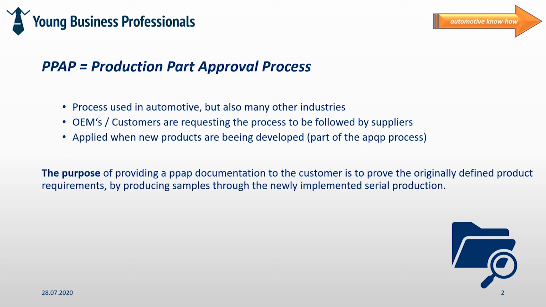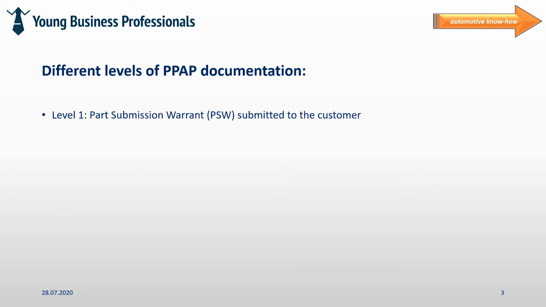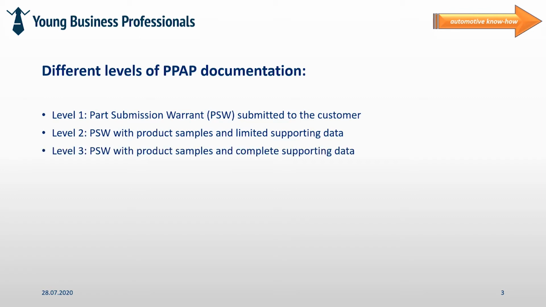The purpose of providing PPAP documentation to the customer is to prove the originally defined product requirements by producing samples through the newly implemented serial production. There are different documentation levels that I would like to introduce to you now. Level 1 is the level in which just the part submission warrant, short PSW, has to be submitted to the customer. Level 2 is the level in which the PSW with product samples and limited supporting data has to be provided to the customer.